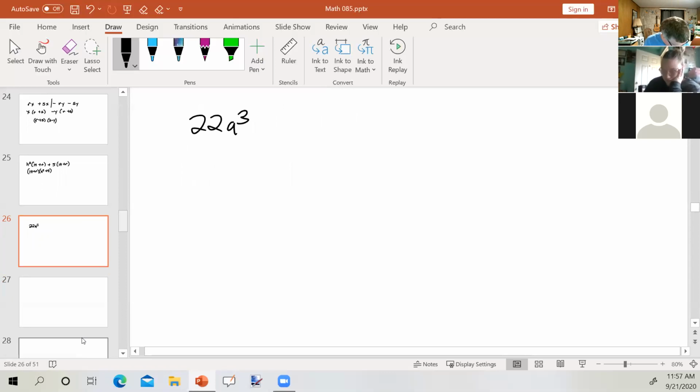22a cubed minus 33a squared. So 22 has a factor of a 2 and 11. 33 has a factor of a 3 and 11. So we could take out 11a squared, and left over would be 2a minus 3.